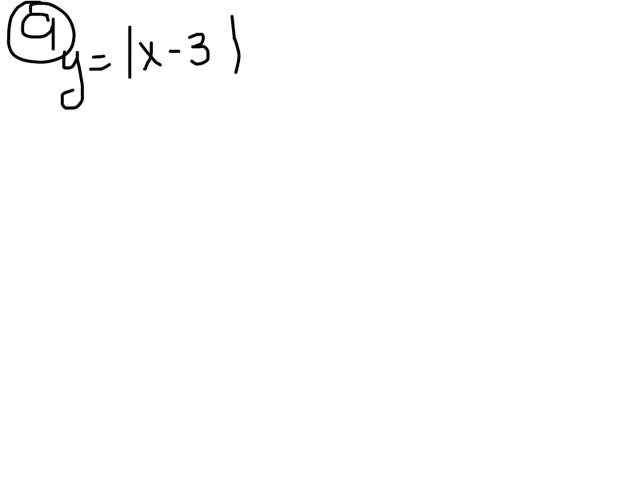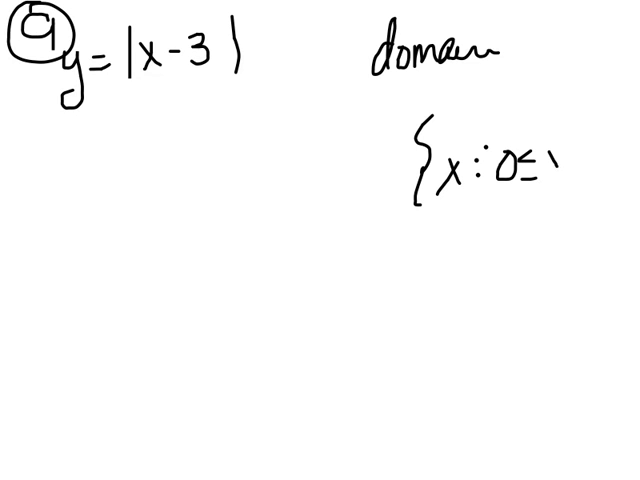Equal x, absolute value of x minus 3. They want the domain to be the x's between 0 and 7. And are we going to count 0 and 7 here? How do I know what to do? Yes, because there's a line on there. These lines right here tell me that I'm going to count 0 and 7.